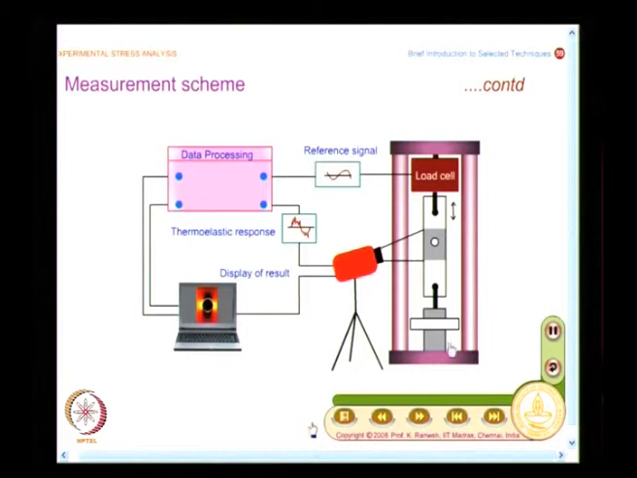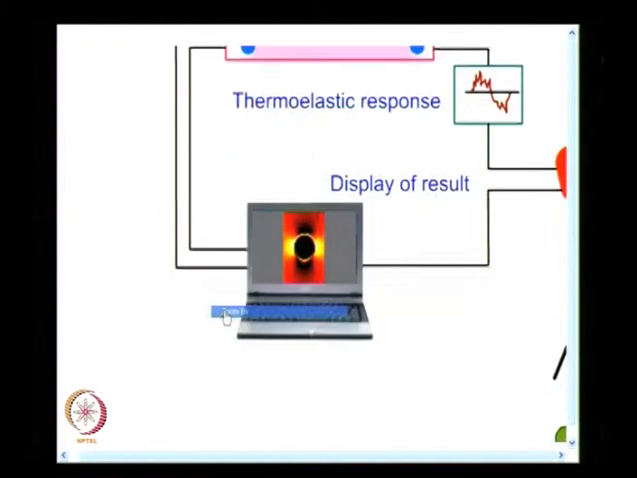So, what elements do you have? You have a loading system, you have a thermoelastic camera, and this is taken to the data processing unit. You also have a reference signal, and you post process this data and display the result. So, you have a plate with a hole with sigma 1 plus sigma 2 contours; they appear like this. You can also have a larger picture of this. This is how you have the display, and it is a post processed display.